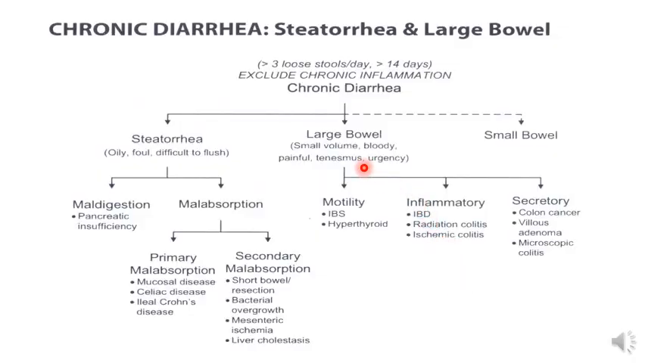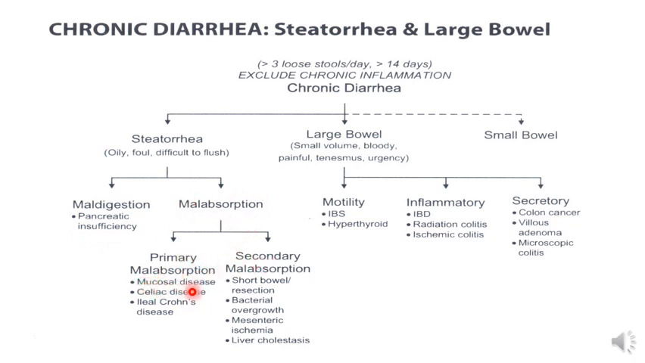This scheme shows you the chronic diarrhea differential diagnosis. Here, steatorrhea and large bowel problem. So more than 3 loose stools per day, for more than 14 days, exclude chronic inflammation. Chronic diarrhea, here you take steatorrhea: oily, foul, difficult to flush. Maldigestion, pancreatic insufficiency, malabsorption, whether primary or secondary.